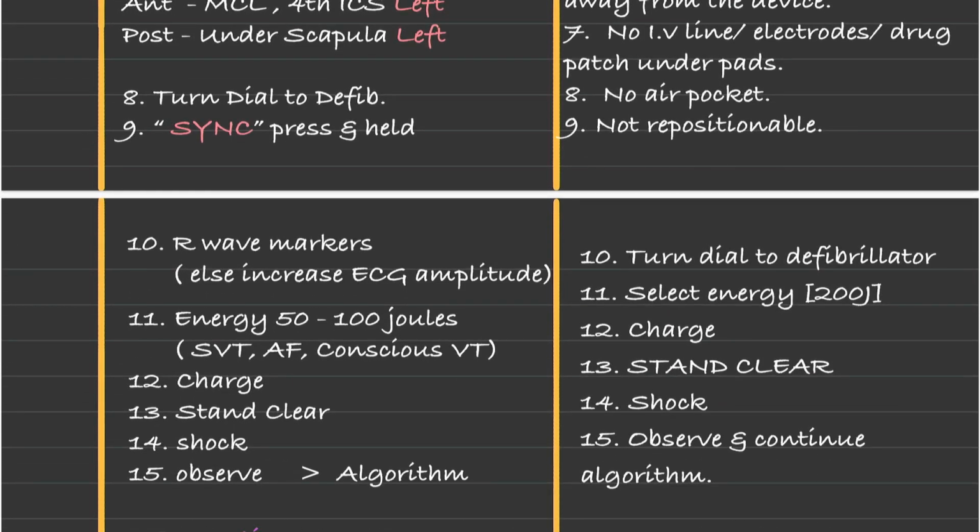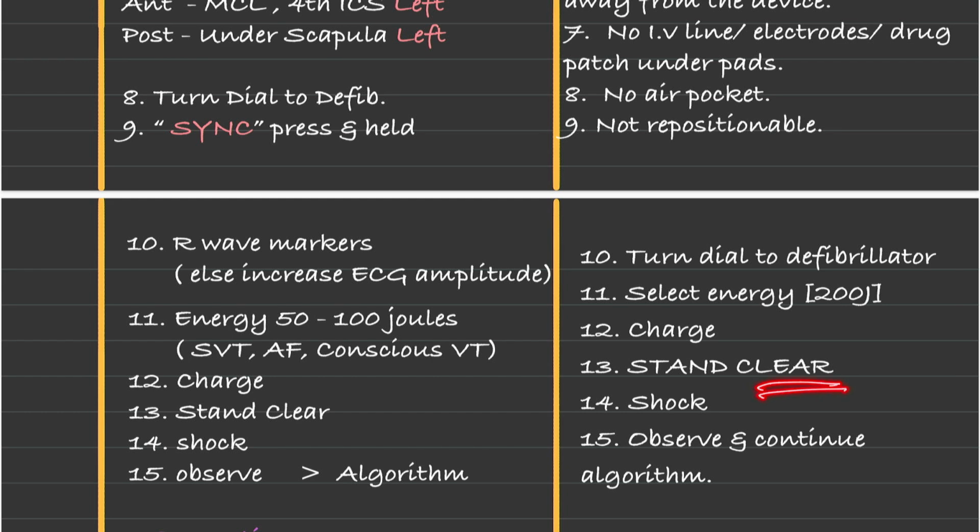Then we have to turn the dial to defibrillator. We have to select energy, which usually depends on the rhythm. 200 joules is selected. Then we have to charge. As the machine is charged, it will give an audible alarm, and then we have to stand clear.